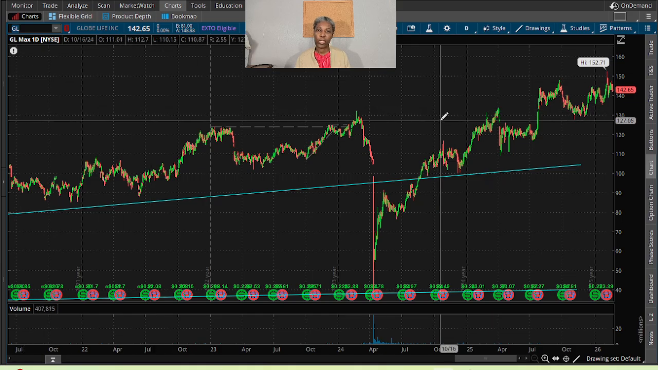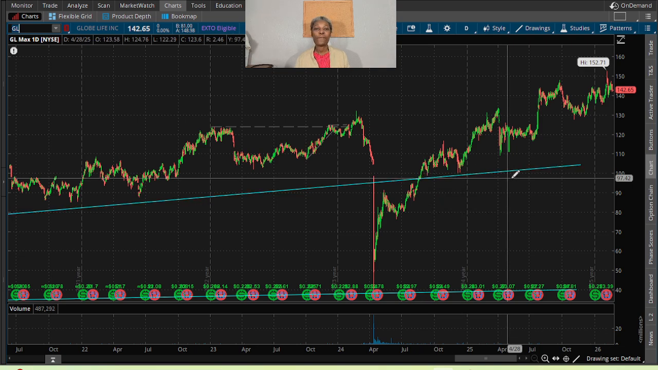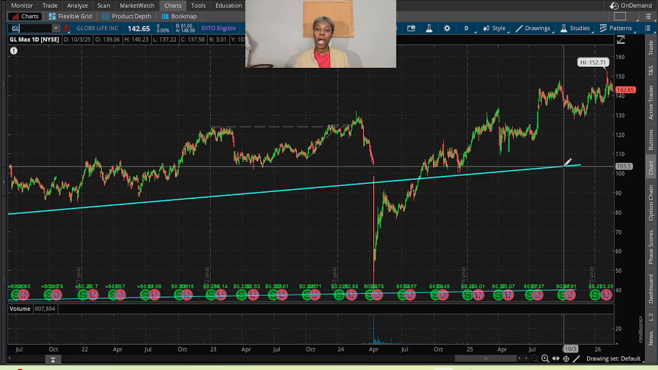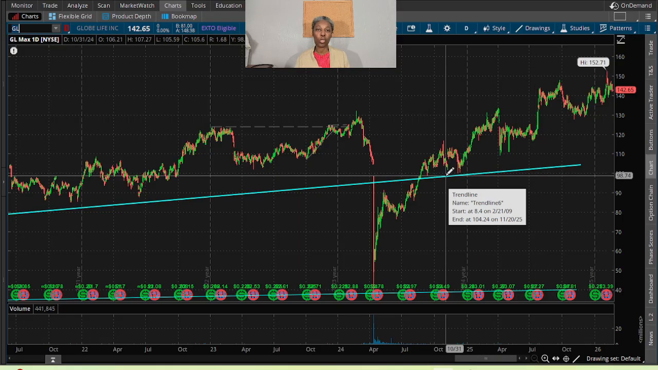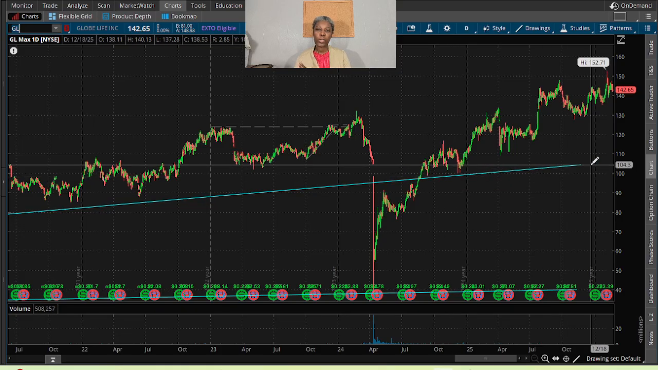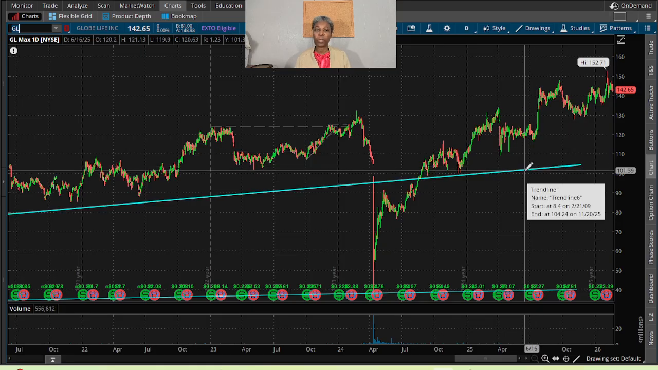Let's look at GL. Because of the strategy I'm using, which is long uptrend long swing trading strategy, if I want to buy a stock, I want to know where I would want to buy and just keep my eye on there. So I choose an uptrend line passing by the higher lows of the chart.